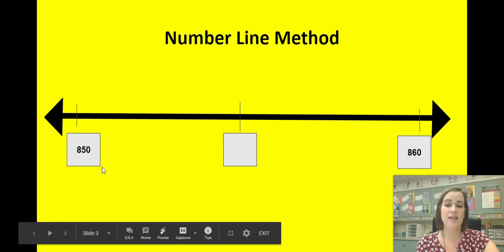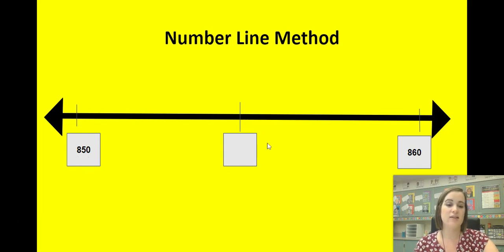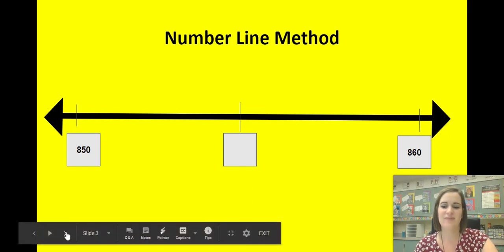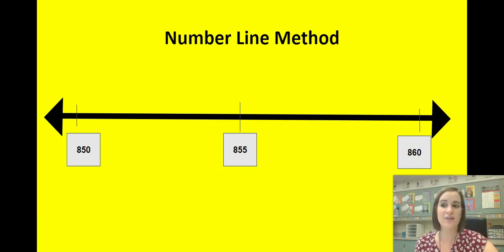850 is the lesser value, so that's going to go on the left of the number line, and 860 is the greater value, so it's going to go on the right of the number line. So now I want to think, what number is halfway between those two numbers? Exactly halfway. What do you think? You said 855. You are correct.